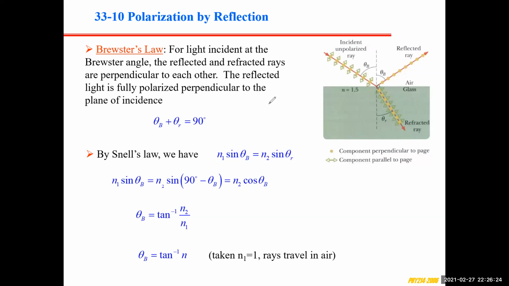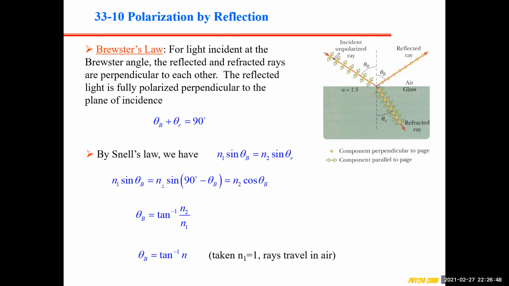Earlier we mentioned that light can be polarized, either sent through a polarizing sheet, or by some other methods. And this is one of the other methods, that is by reflection. So polarization can be caused by reflection. So let's see how it works. So imagine that you have air, you have a glass. So this is the interface.